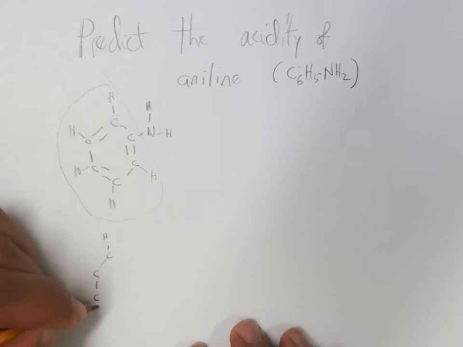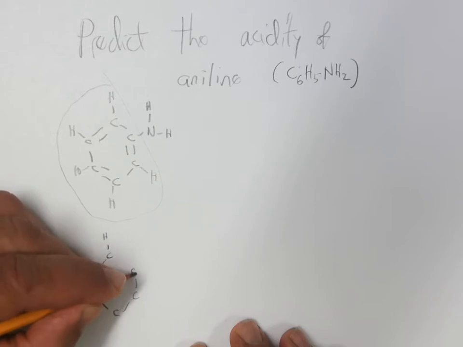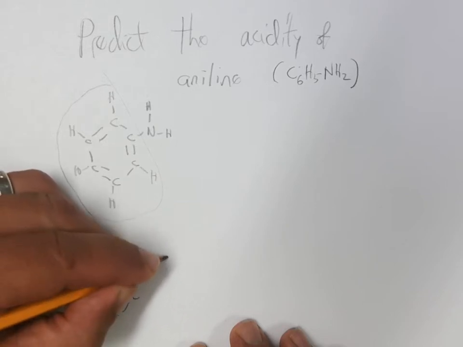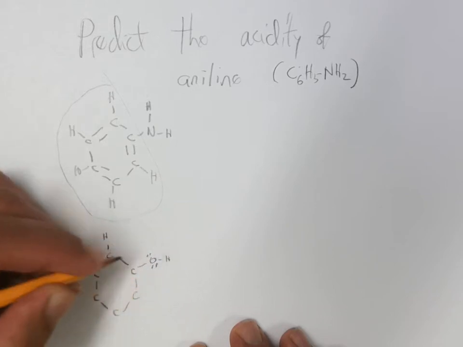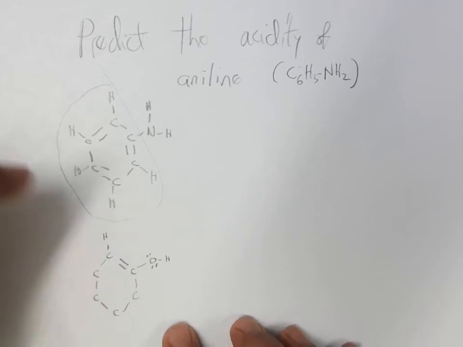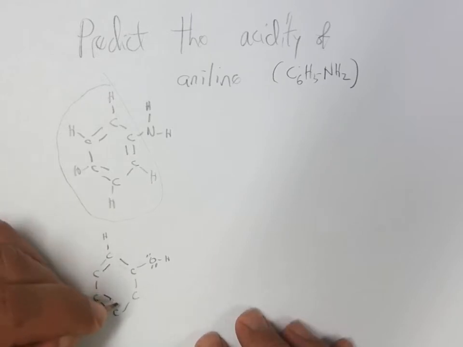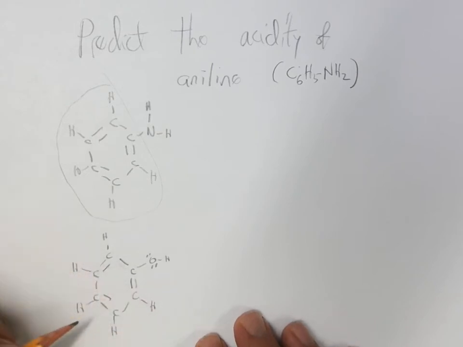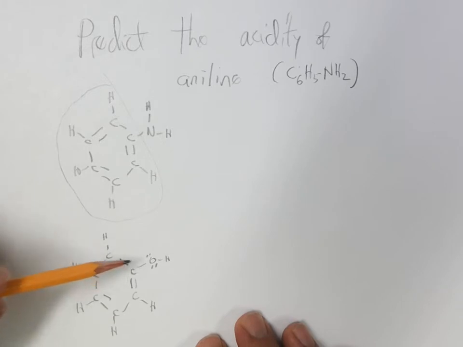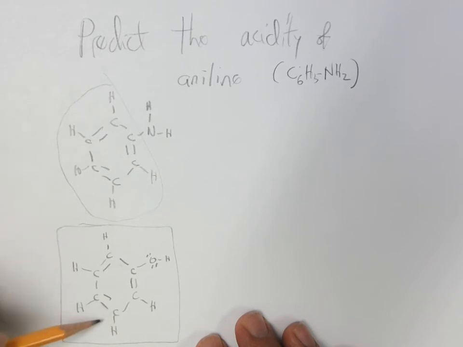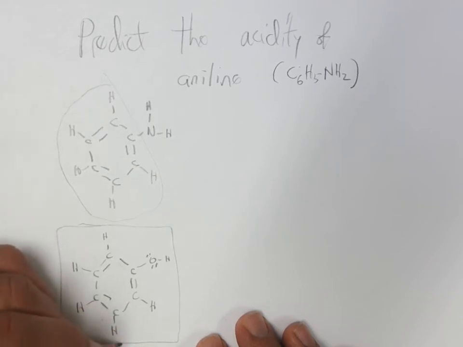But one of the compounds we studied in great detail is phenol, which hopefully you see the similarities between phenol and aniline in that they both contain the phenyl ring. Right, so if we know the acidity of this guy, and we do, it's pKa equals 10.